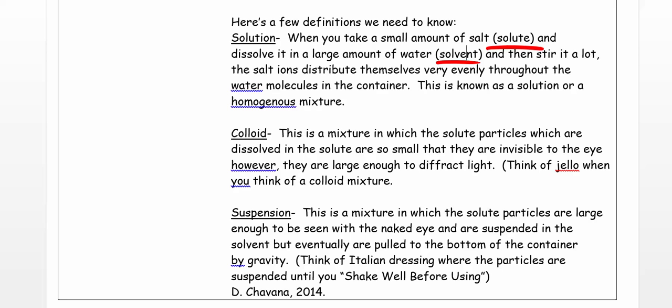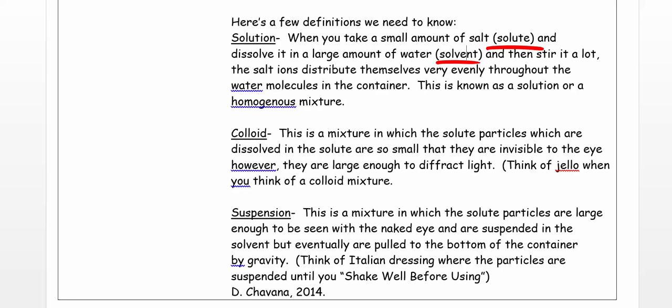What about a colloid? Well, this is a mixture in which the solute particles are so small that they're invisible to the eye. However, they are large enough to diffract light. So if you've ever been out in a heavy fog, driving around, the headlights of the car will shine in a way that illustrates that the fog itself is a colloid. Or think of Jello when you think of a colloid mixture.